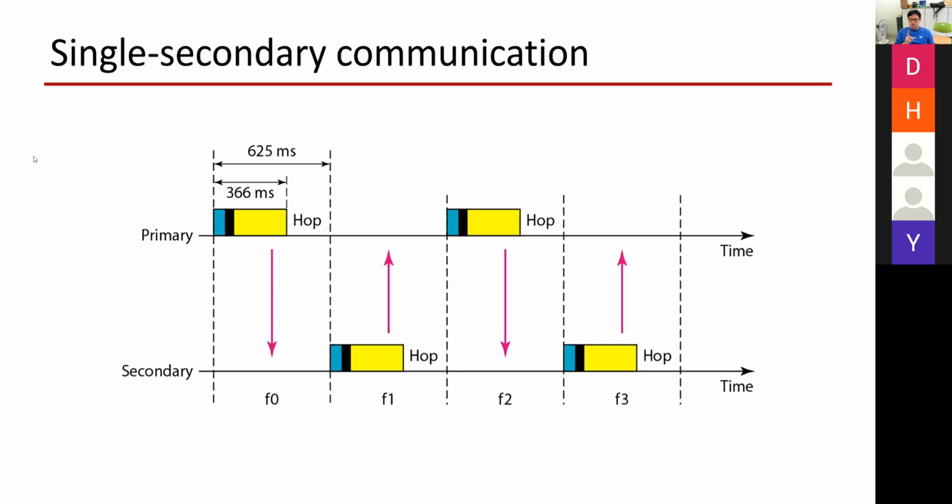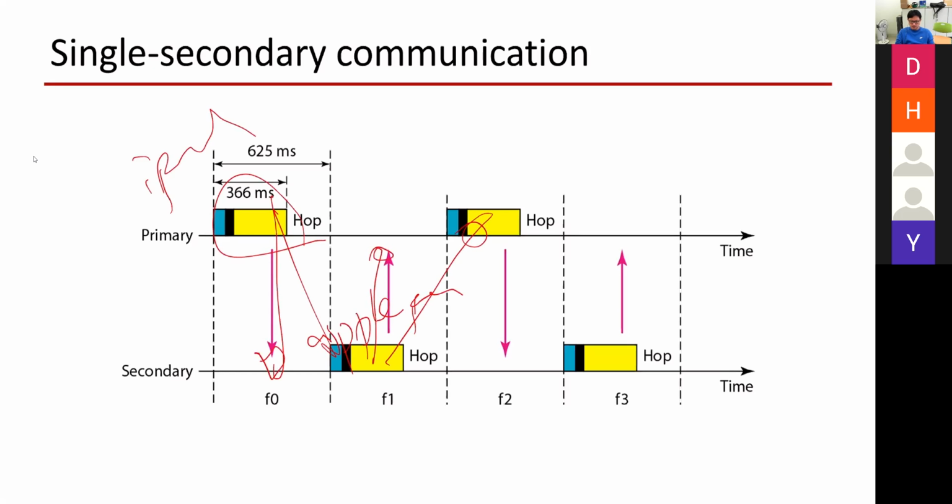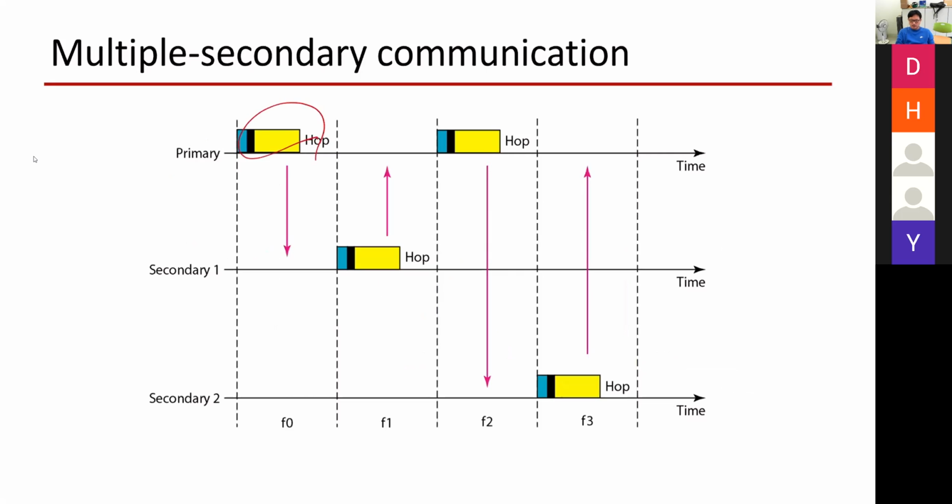If I have only a single secondary, meaning your iPad is connected to your Apple Pencil, there is one to talk to: communication from the iPad, then communication from the Apple Pencil. What if there are multiple? Then the primary keeps 50%. Okay. If there are two secondary users, they use only 25% and 25%, and the primary 50%.